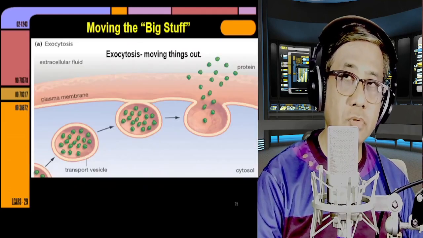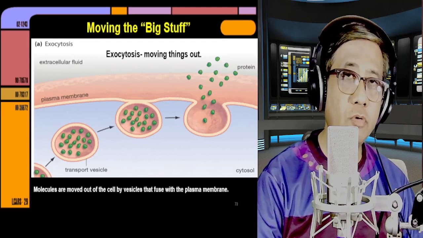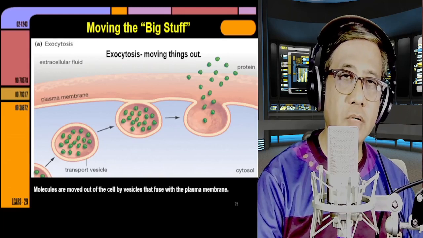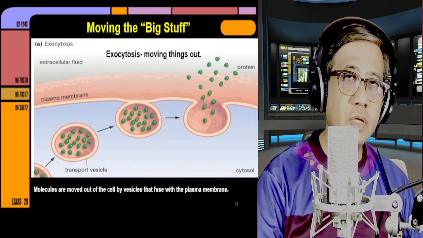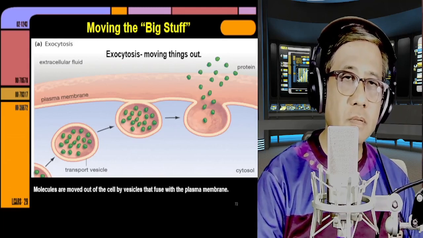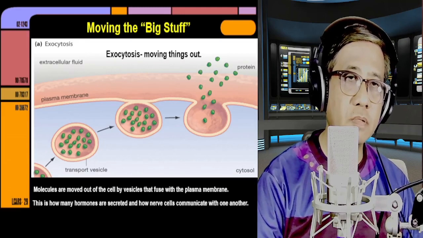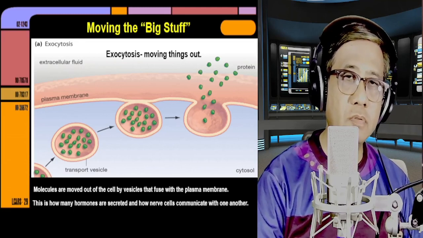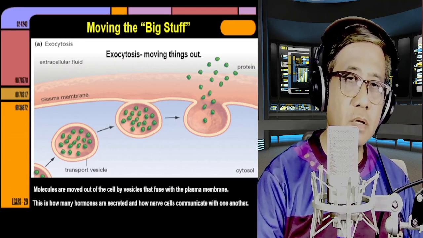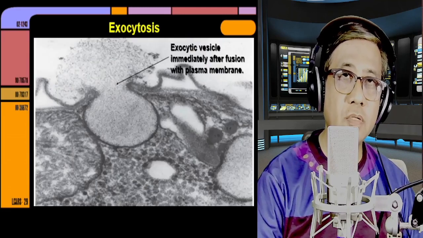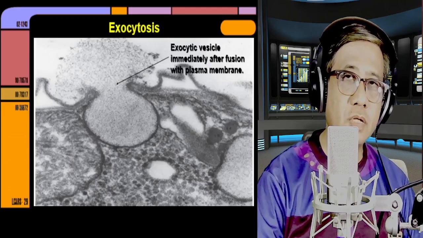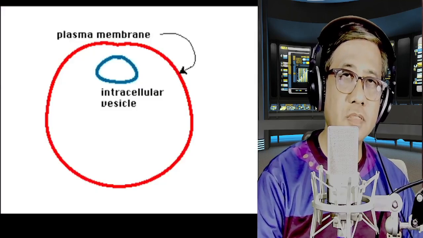We have exocytosis and endocytosis. Moving the big stuff, that's bulk transport. In exocytosis, molecules are moved out of the cell by vesicles that fuse with the cell membrane. This is how many hormones are secreted and how nerve cells communicate with one another. So that is exocytosis, moving the big stuff out of the cell.